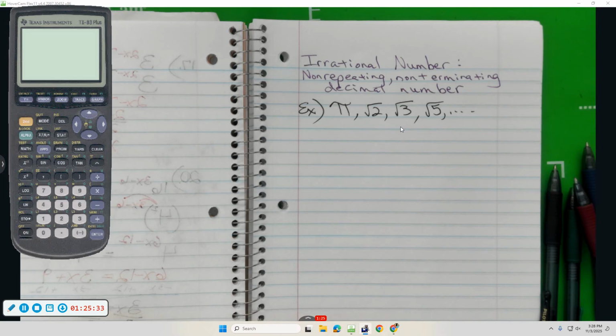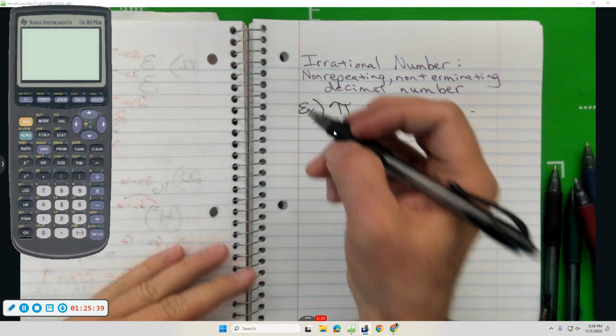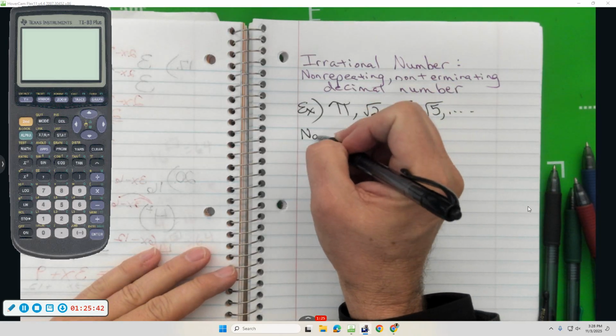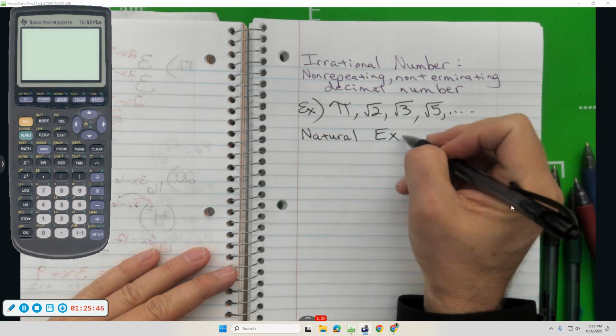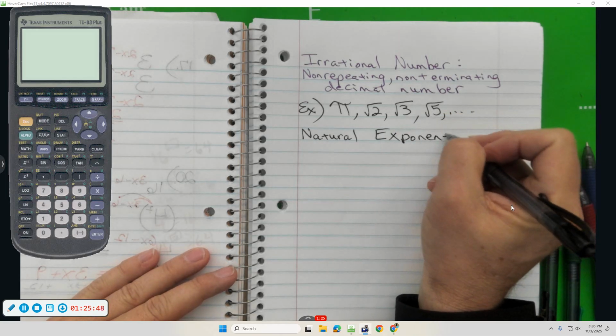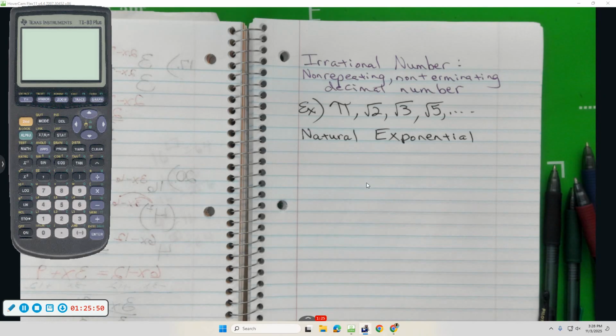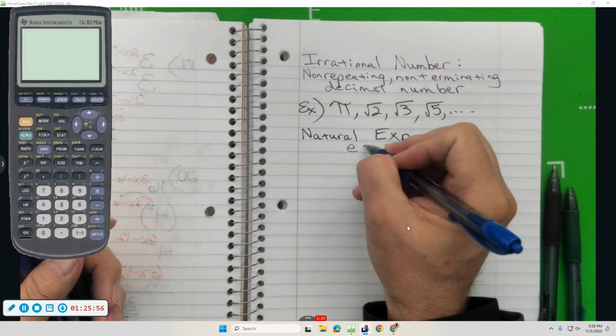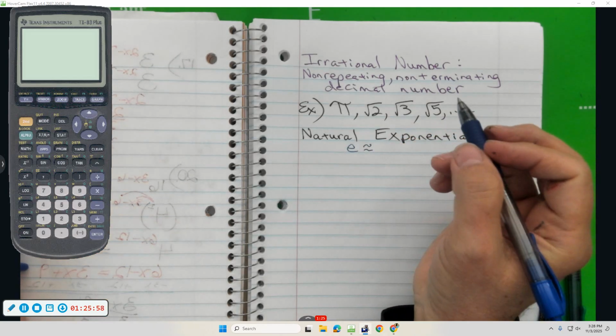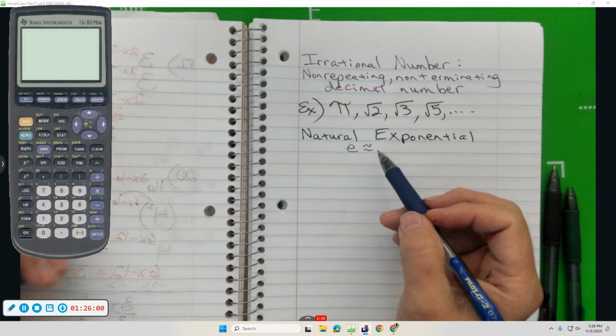Well, there's an irrational number that has important applications in business and scientific applications. It's called the natural exponential, and we denote that number with the lowercase letter e. An approximation, which you don't need, okay? But I'm going to go ahead and write out an approximation.